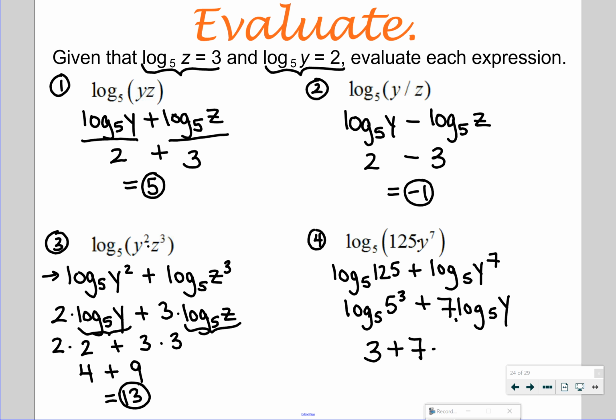7 times log base 5 of y we were given is 2. So I have 3 plus 14, which gives me a grand total of 17 is the final answer for this problem.